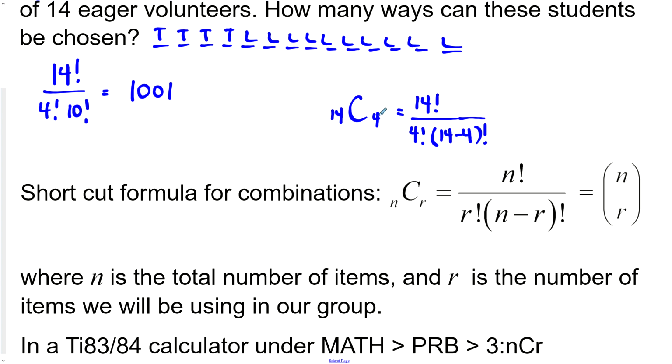And we can shortcut it by putting this into our calculator instead. On a TI-83/84, it's under math, probability, number 3. So we can type this 14C4 in our calculator, and we can get 1,001 without going and getting 3 separate factorial symbols from our menu.